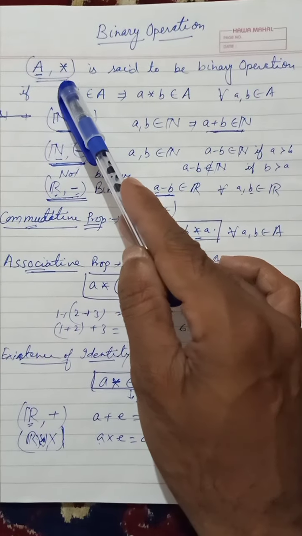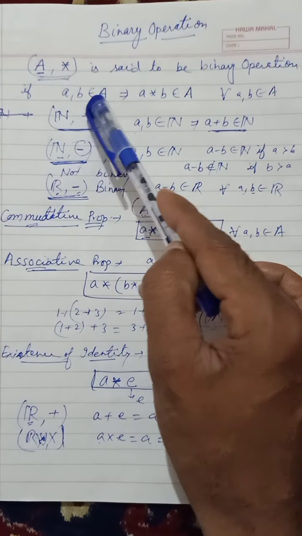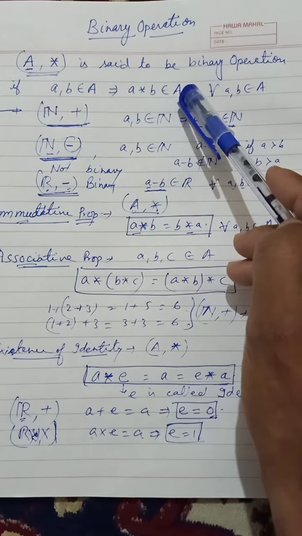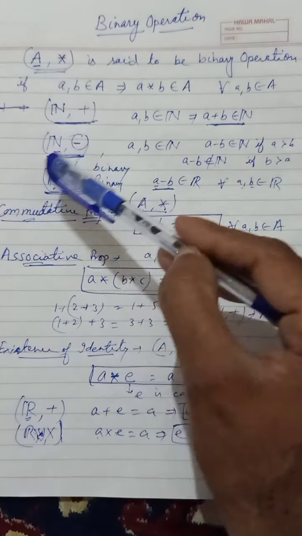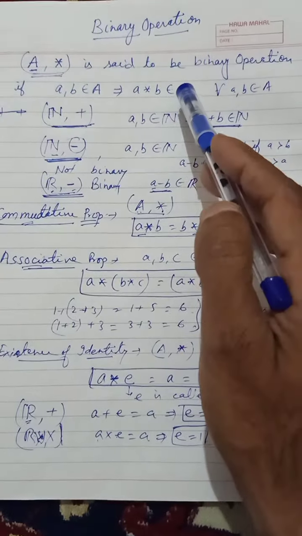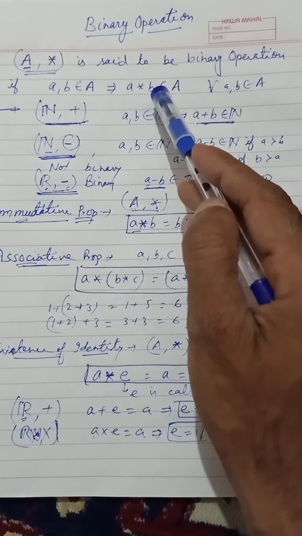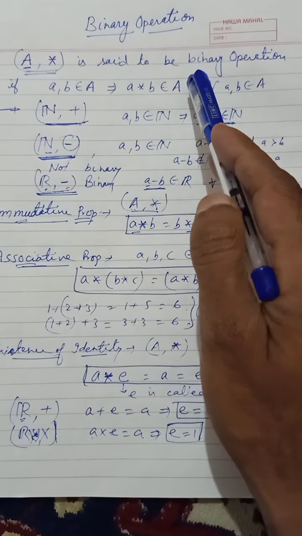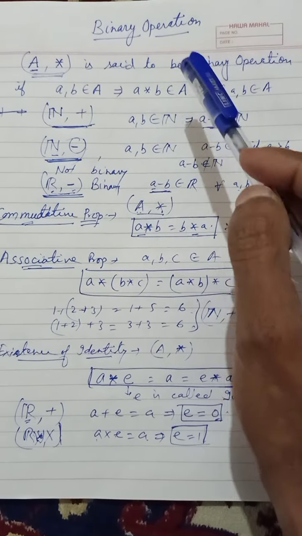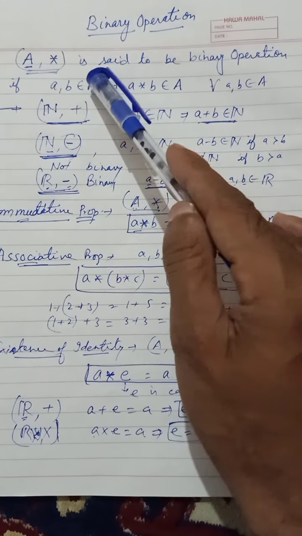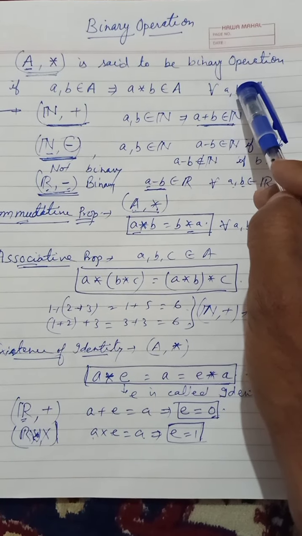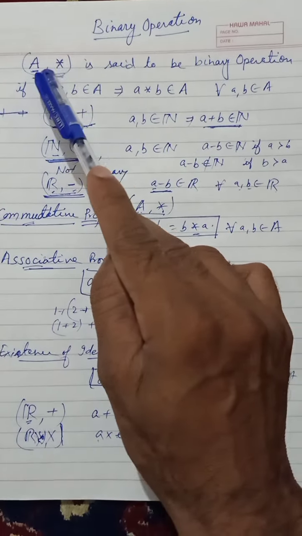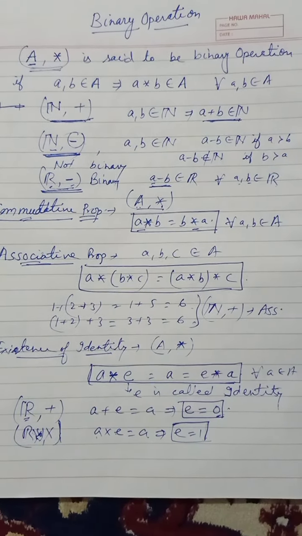If we take any two elements a, b from the set A, such that a star b belongs to set A. That means if we operate star on the elements a and b, the product, that is a operation b, gives another element, which must belong to the set A. When this belongs to set A, then we say that it is a binary operation. Not only for a single element, this is for all elements a, b belonging to set A. This must be satisfied. Then we say that the operation star is said to be a binary operation.